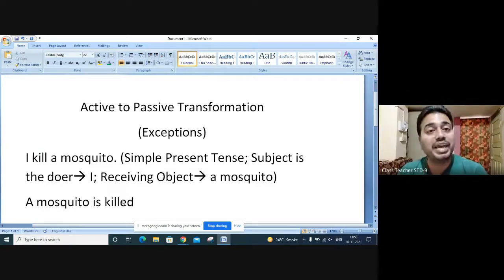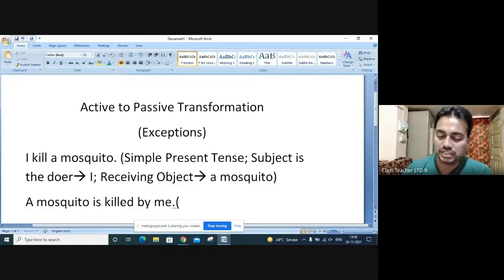Now we have to make the doer the object of the sentence. So in the object of the sentence, we have to show that it is the doer. So we will write by. That's the preposition we add to show who's the doer. By me. This is the receiving form, the objective form of I. Right? When we transform the I into the object, we use me. We can't say a mosquito is killed by I. Okay? So this is the passive voice sentence.